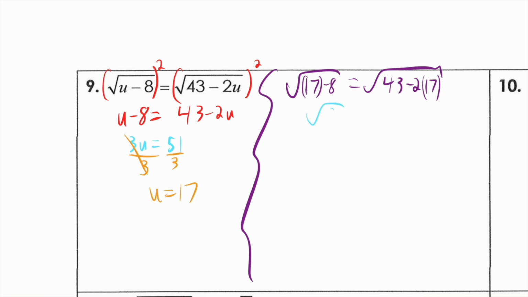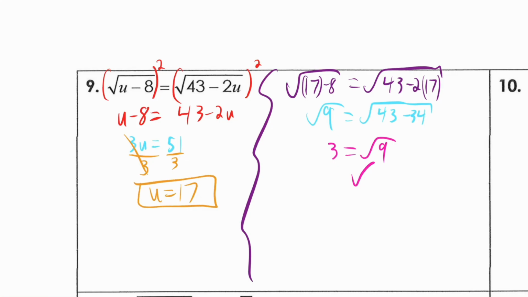So that'd be the square root of 9 equals the square root of 43 minus 34. And so this ends up being 3 times the square root of 9, which just is factually accurate. And so u does equal 17. And once again, our only real concern was that neither radical had a negative radicand, or a negative number underneath, since they were both even radicals.